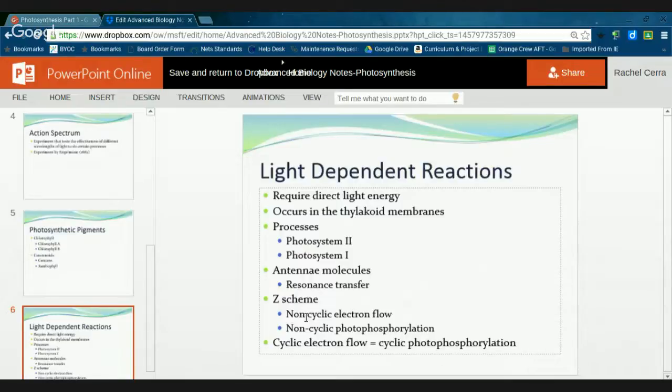So the process of shooting those 2 electrons from the water molecule up to that primary electron acceptor and then allowing it to pass through those electron carriers down to the chlorophyll A P700 molecule, that is known as non-cyclic electron flow. It's not a cycle. It's a Z scheme.